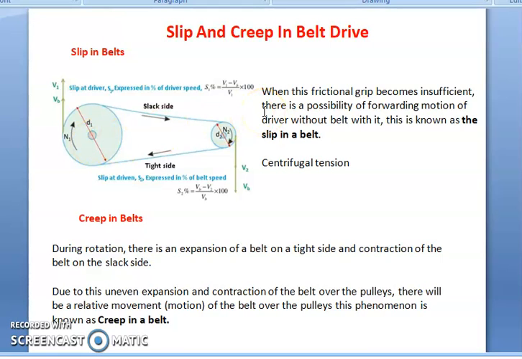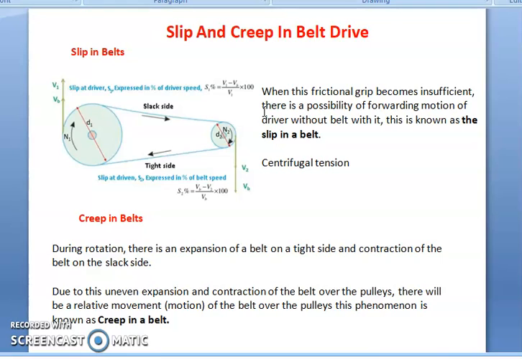Then, when the speed of the belt increases, the centrifugal force also increases, which tries to pull the belt away from the pulleys. This will result in a decrease of the power transmitted by the belt. Since the belt runs continuously over the pulley, some centrifugal force is caused whose effect is to increase the tension on the tight side as well as on the slack side. This tension caused by the centrifugal force is called centrifugal tension.